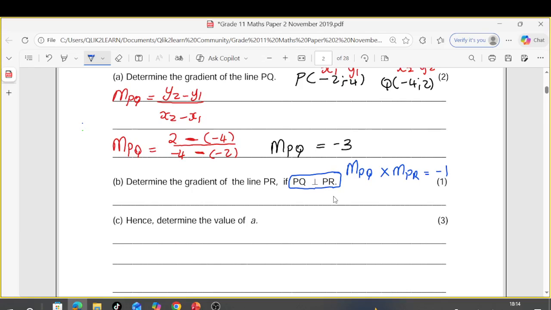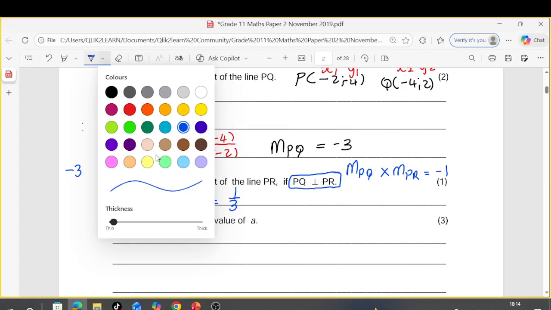and then we change the sign. What I'm trying to say is that, remember, if I have minus 3, I can write it as minus 3 over 1. So what will be the reciprocal of 3 over 1? Then we change the sign from negative to positive. Therefore, the gradient of PR is equal to the reciprocal of that, but the sign should be different.